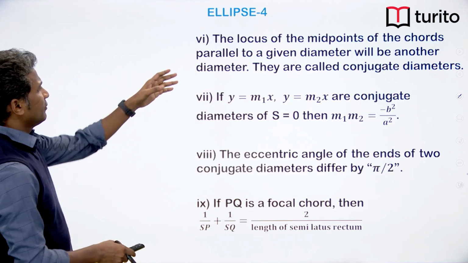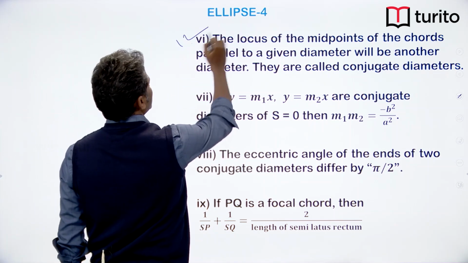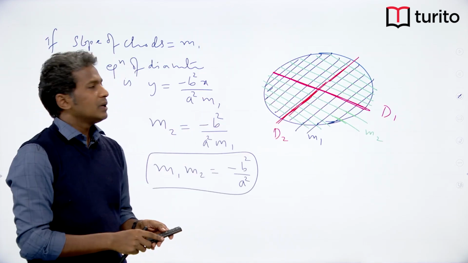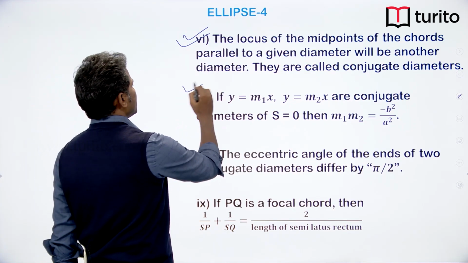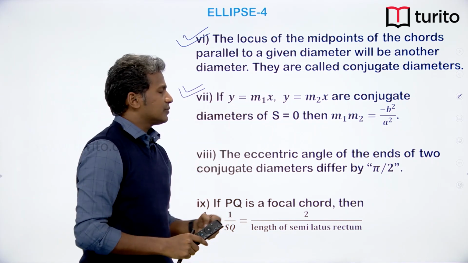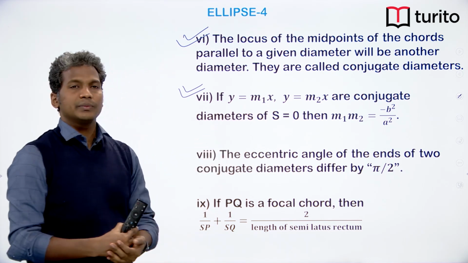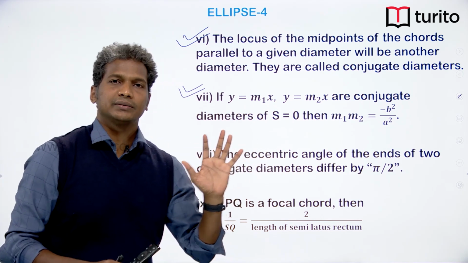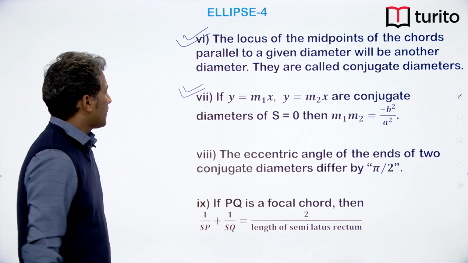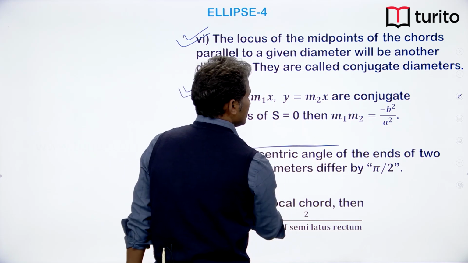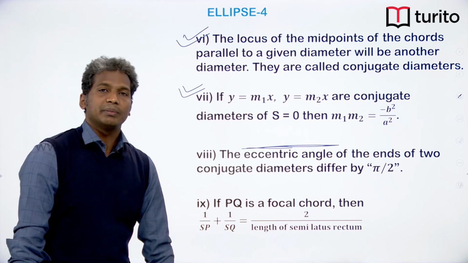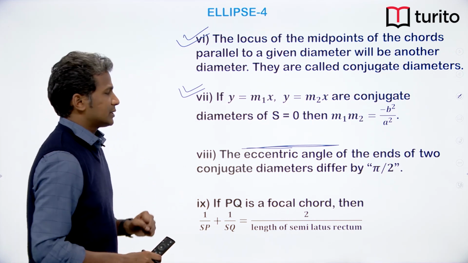Here we have understood the meaning of conjugate diameters geometrically, and we have also proved this property directly. So, if M1, M2 are slopes of the conjugate diameters, then M1 into M2 must be minus b square by a square. Now, the other property says that the eccentric angles of the ends of two conjugate diameters differ by pi by 2. So, how do we prove this?